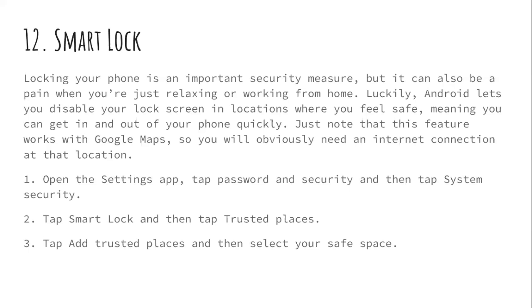Open the Settings app, tap Password and Security, then tap System Settings. Tap Smart Lock, then tap Trusted Places. Tap Add Trusted Place, and then select your safe space.